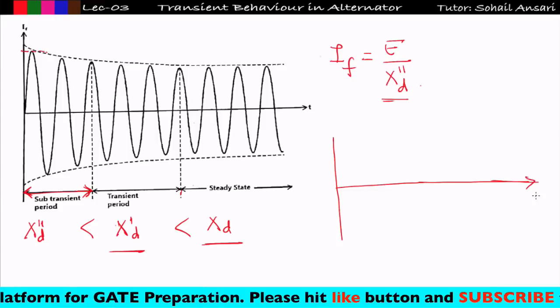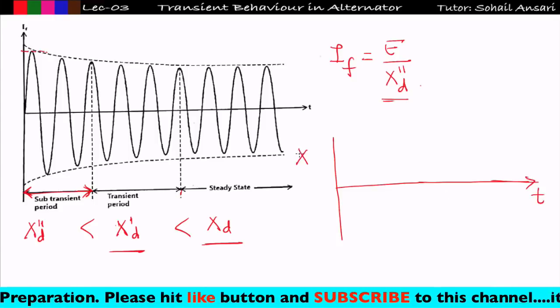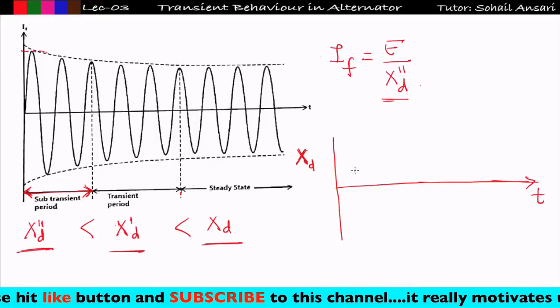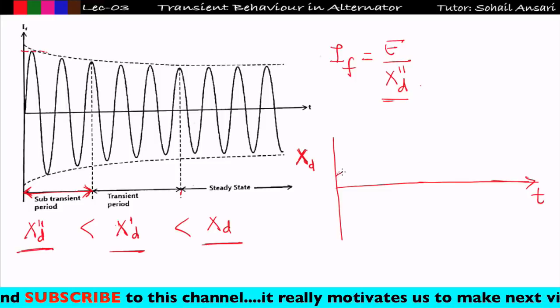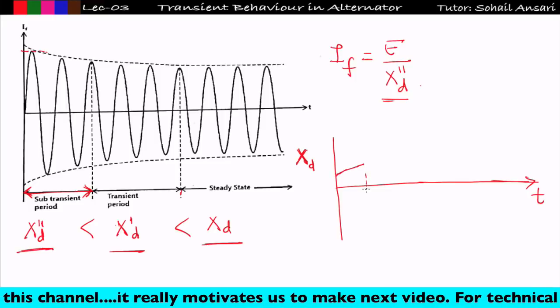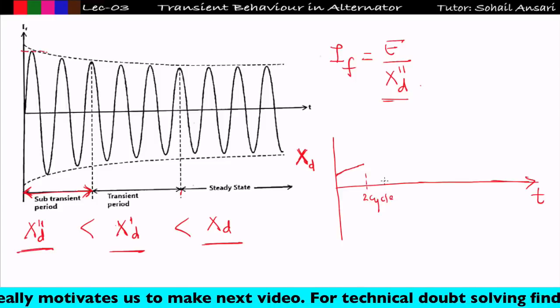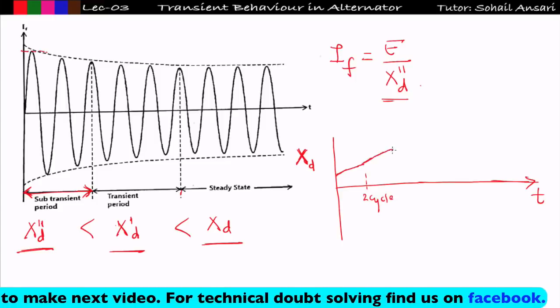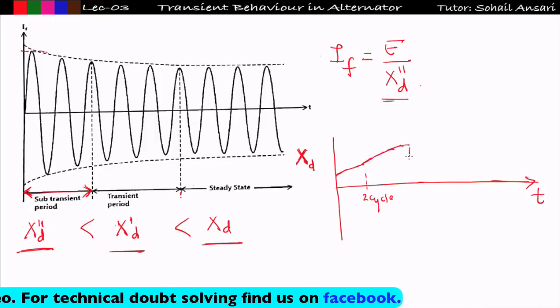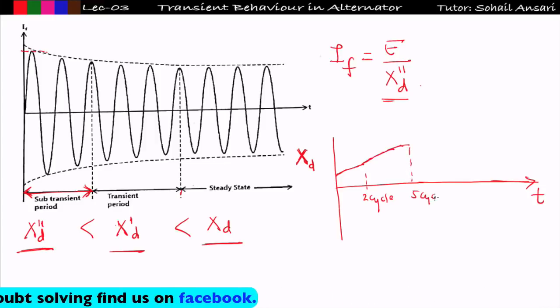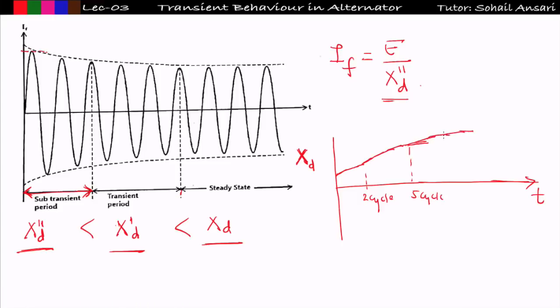So how will the waveform of reactance with respect to time look? See, initially the reactance is very small, so let us consider that it is something like this for 2 cycles. This will be my 2 cycles. After that the reactance will increase something like this. This will be, let us say, 5 cycles, and after 5 cycles the reactance will also increase and go into the steady state something like this. This is my steady state reactance xd, this is my transient reactance xd dash, and this is my sub transient reactance xd double dash.